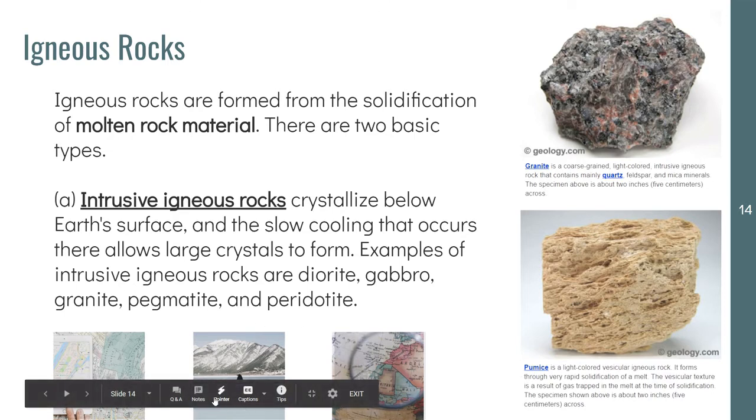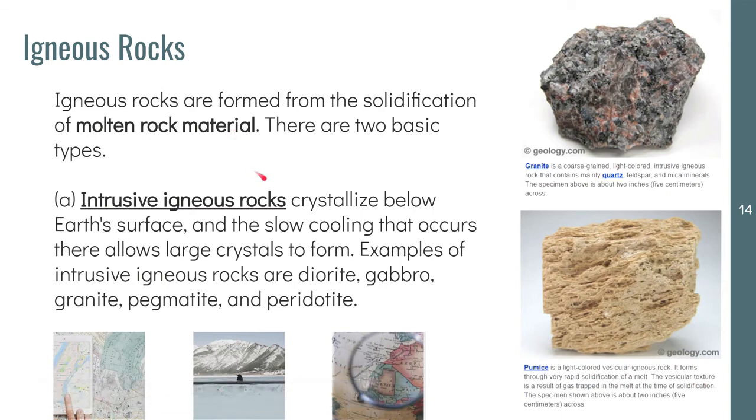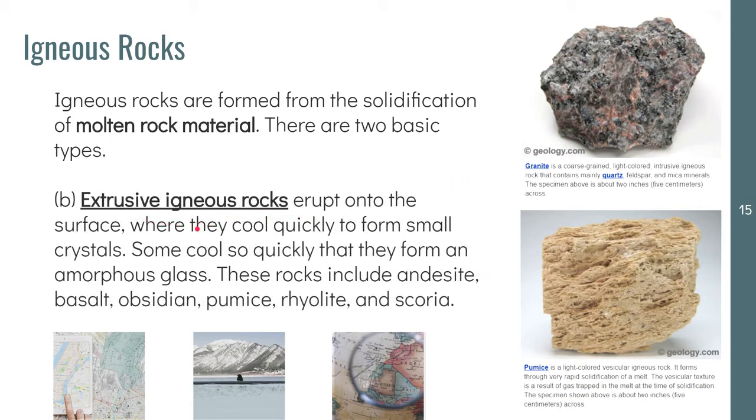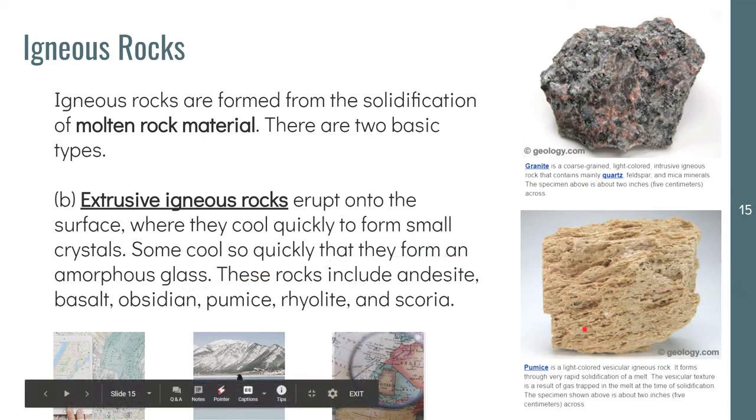Igneous rocks are formed from the solidification of magma or molten rock materials, and we know that there are two types. If the cooling happened below the Earth's surface, they are called intrusive igneous rocks. The slow cooling that occurs allows large crystals to form, such as what you see here in granite. So there are crystals embedded within that rock. While extrusive igneous rocks come from the eruption on the surface from the volcano, wherein they cool very quickly and form very small crystals. Examples of that are your basalt, which we showed a while ago, and here your pumice.